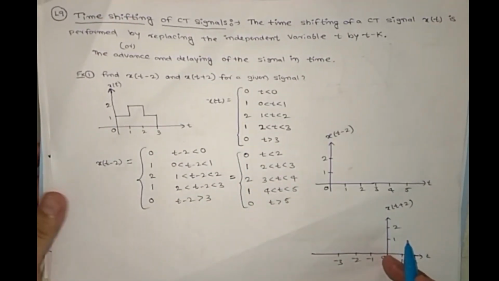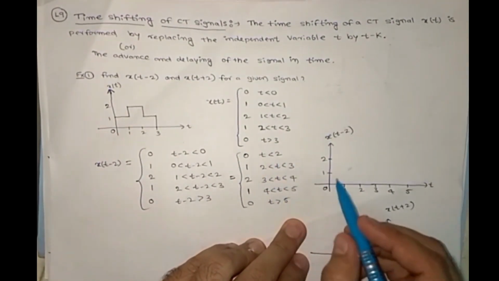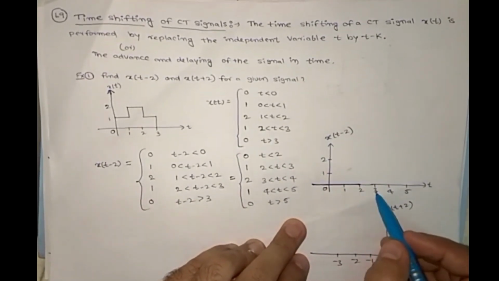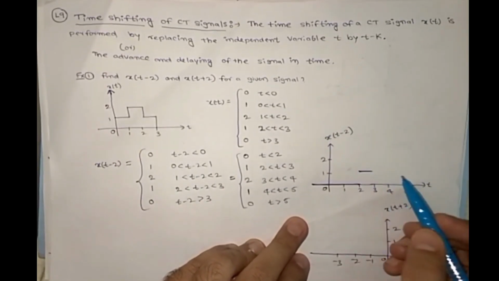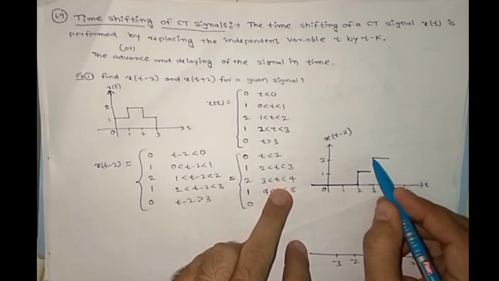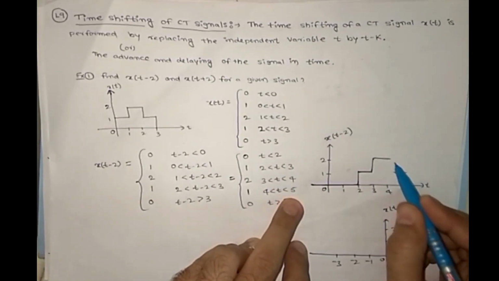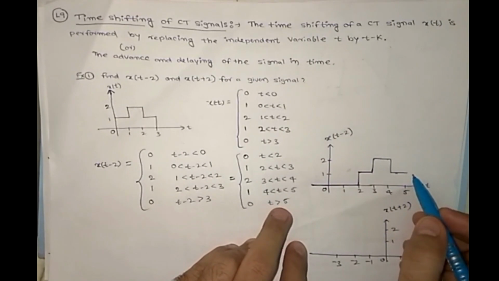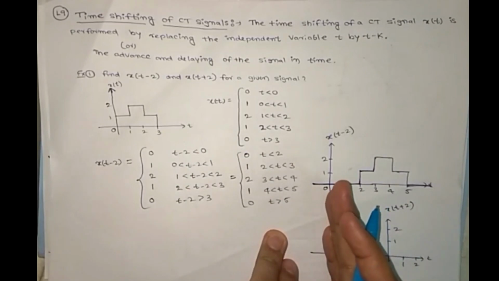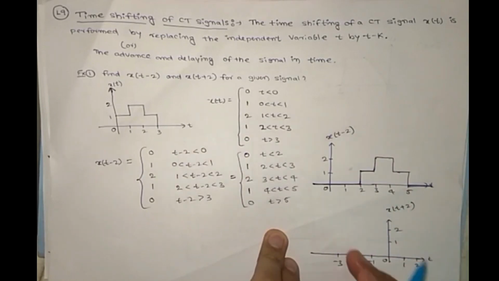If you draw this one, x of t minus 2, whenever t is less than 2, it is 0 only. From 2 to 3, it is 1. From 3 to 4, it is 2. From 4 to 5, it is 1. And for t greater than 5, it is completely 0. This signal is delayed; we have shifted it to the right side.